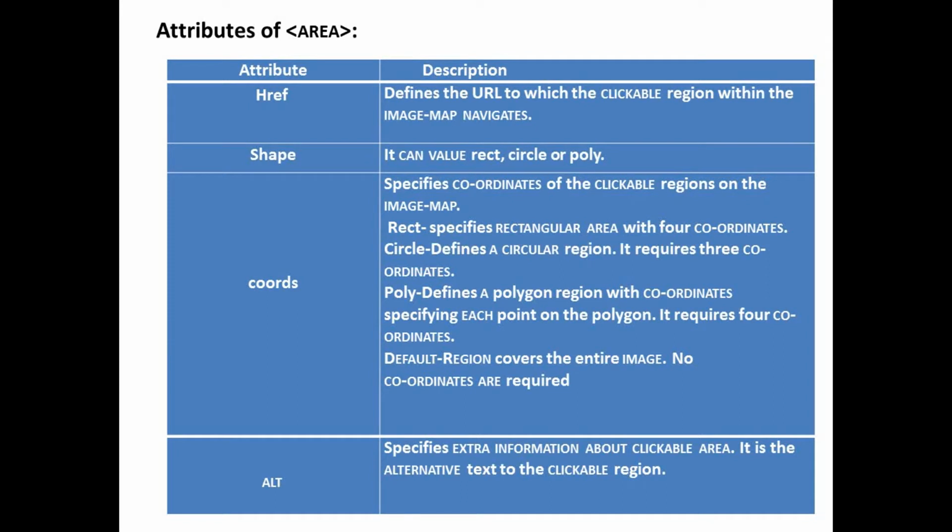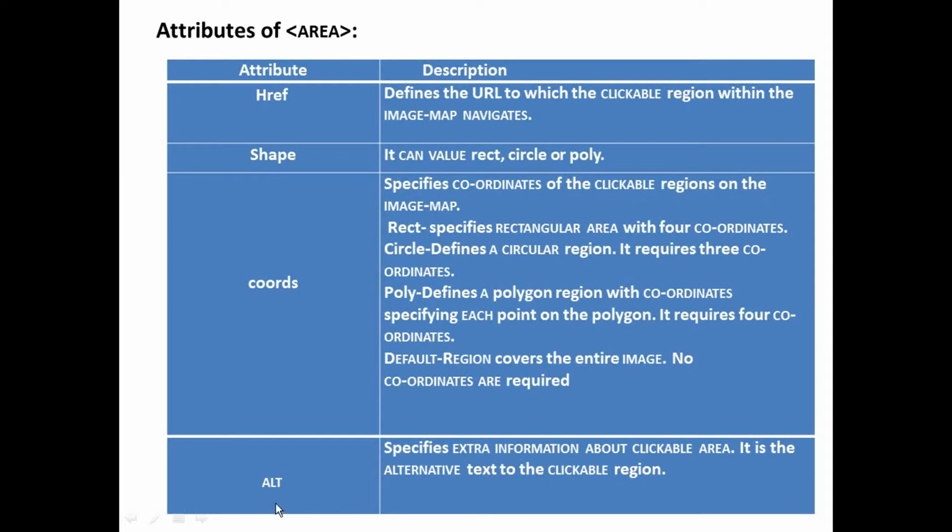Okay, next is circle. Sorry, first is rectangle, which specifies the rectangular area with four coordinates. Circle has a circular region and it requires three coordinates. Poly requires a region with coordinates specifying each point on the polygon. Default region covers the entire page for the image, and no coordinates are required for that.